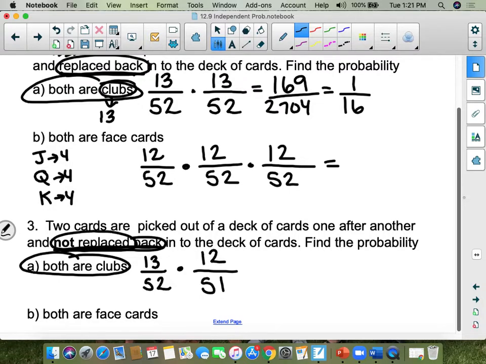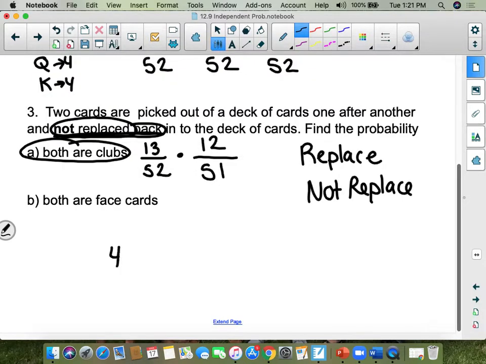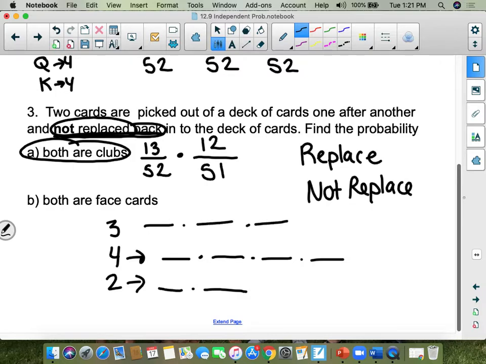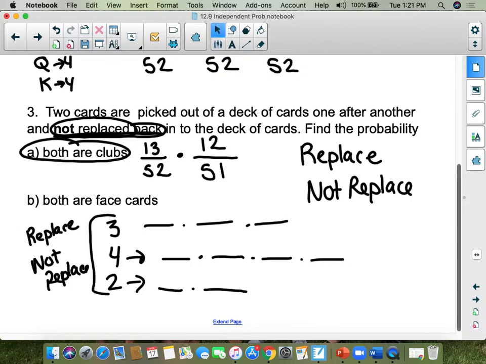So really pay attention to replace or not replace back in. If they tell you to choose 4 cards, you need 4 spaces. If they tell you to choose 2 marbles, you need 2 spaces. If they tell you to choose 3 things, you need 3 spaces. What you have to pay attention to is if you replace them back in or not replace them back in. So really pay attention to that.